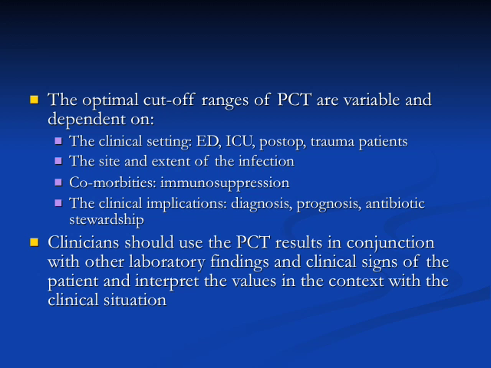The optimal cutoff ranges of procalcitonin are variable and dependent on a multitude of situations: the clinical setting, whether the patient is in the emergency room, ICU, post-operative setting, or a trauma patient; the site and extent of the infection; comorbidities including immunosuppression; as well as the clinical indications and implications in diagnosis, prognosis, and antibiotic stewardship. A point that I'll stress once again is that clinicians should use procalcitonin results in conjunction with other laboratory findings and clinical signs of the patient, and interpret the values in the context of this clinical situation.